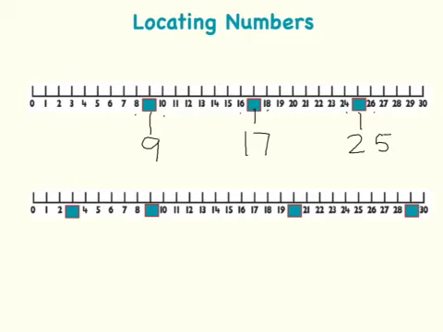Have a look at the number line below. Can you work out the missing numbers? How did you go? The numbers missing are 3, 9, 20, and 29.